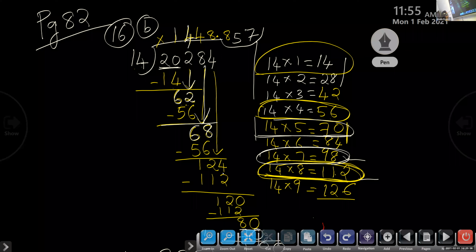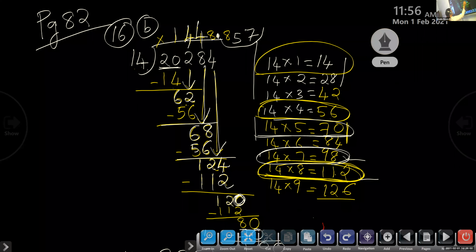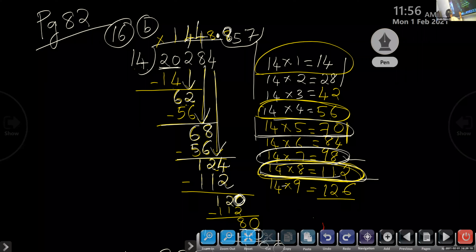124. So 8 into 14, you will get 112. So when you subtract, what you will get? 12. Here only the difference: we had to add 0. When we add 0, you have to place the decimal point in the quotient. Now, as usual, start division again. 120 here. We don't have, so 14 times 8. 8 into 14, you'll get 112. What is the remainder? 8.